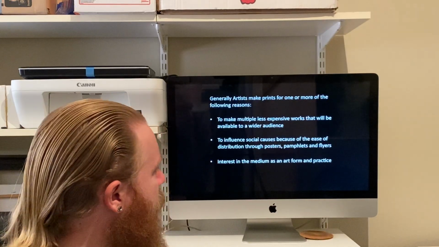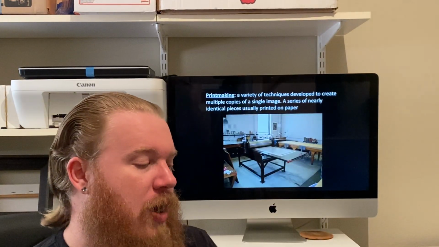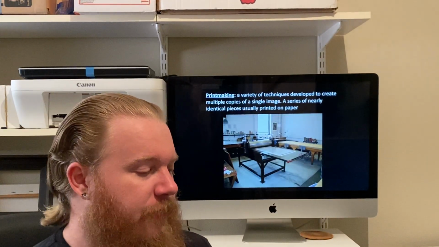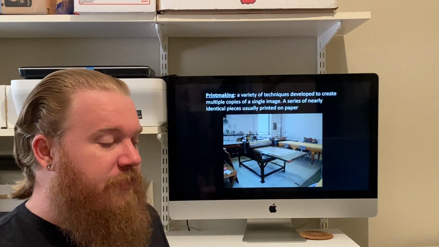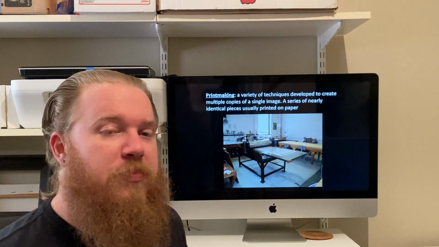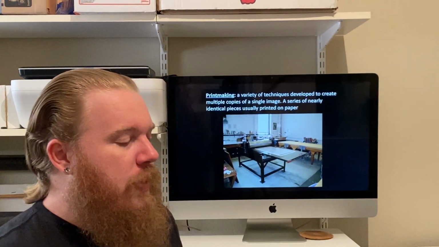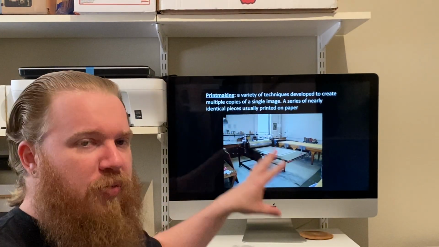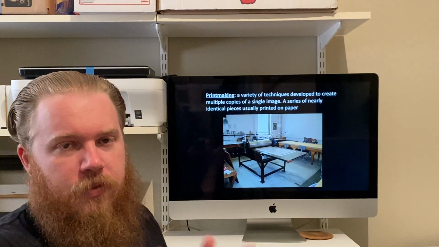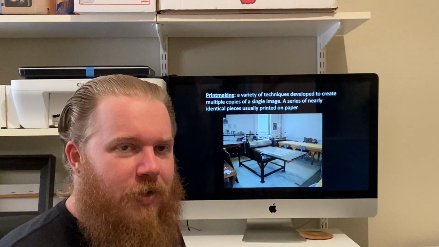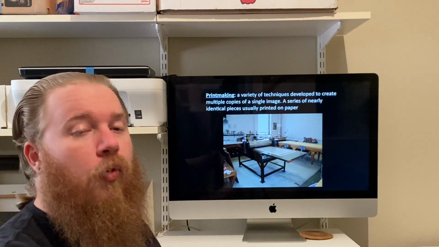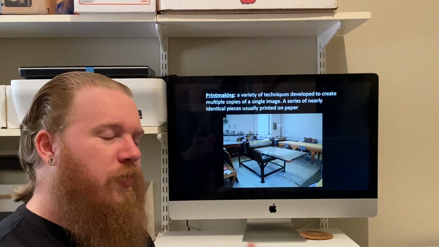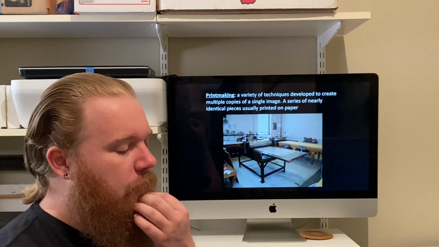Now, printmaking itself describes a variety of techniques developed to create multiple copies of a single image, a series of nearly identical pieces usually printed on paper. So that is the distinguishing factor of printmaking, that it's multiple copies and it's almost always going to be done on paper because this makes it much more easily distributable. It also makes it cheaper and all of this kind of stuff.